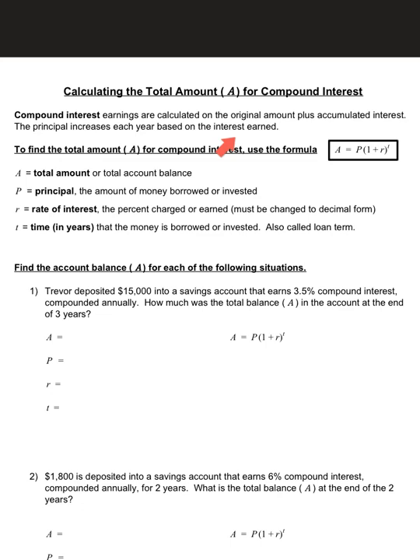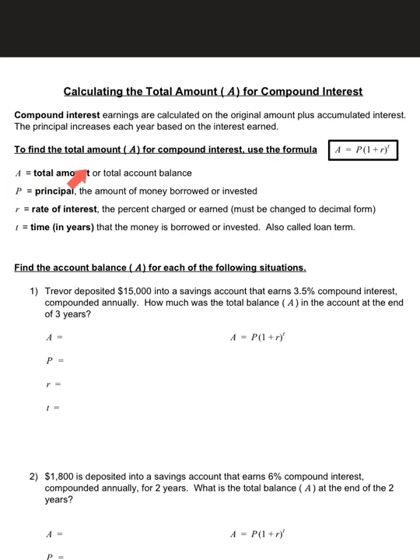of the money. Now, to find the total amount, A, for compound interest, there's this formula, which again, you don't need to remember this formula. You just need to remember using your formula chart where to find it. Now, similar to simple interest, we have the same variables, A, P, R, and T, and they're going to be representing the same information.